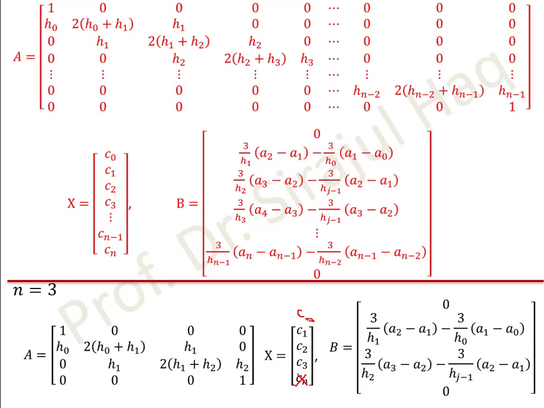Now let's come to this one. The value of n is equal to 3. What will be the last? Look at this one. N is equal to 3. 3 divided by H2. You can see this is the one. This will be A3 minus A2. That is the one. Minus 3 divided by H1.